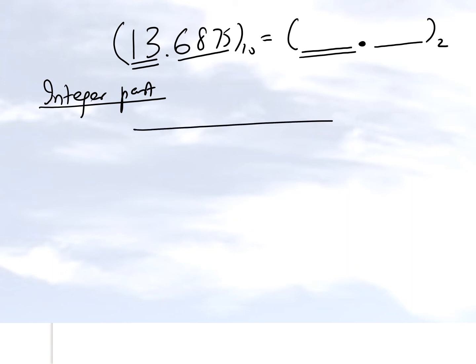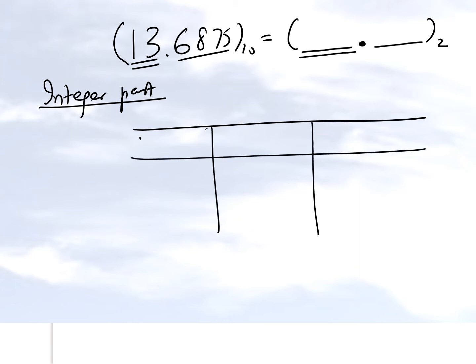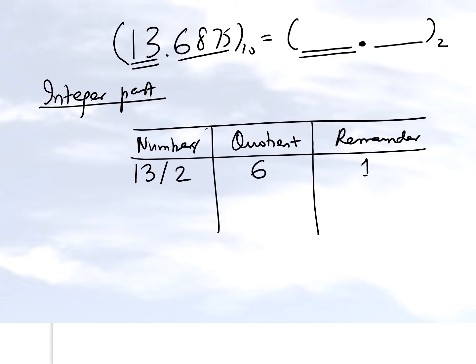So I'm going to make some kind of a table. Number goes here, then a column for quotient and then a column for remainder. I have this number 13, which I want to convert to base 2. I'll divide it by 2 and I get a quotient of 6 and the remainder is 1. Then I'll take this quotient back here and divide it by 2, and I get a quotient of 3 and the remainder is what?